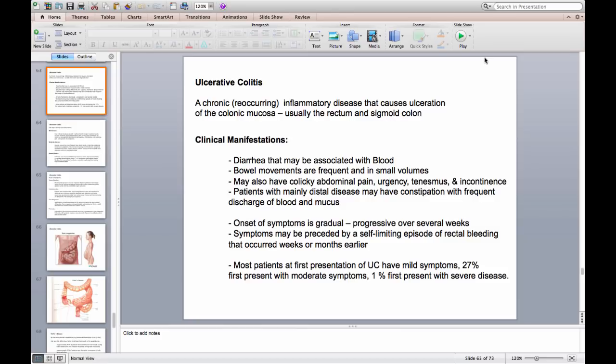But on average, the blood loss and the blood in the stool is going to be less in Crohn's than it will be with ulcerative colitis. And it may even be microscopic amounts of blood. And you need to do that guaiac test to actually determine if there's blood in there. And then, so does that make sense?